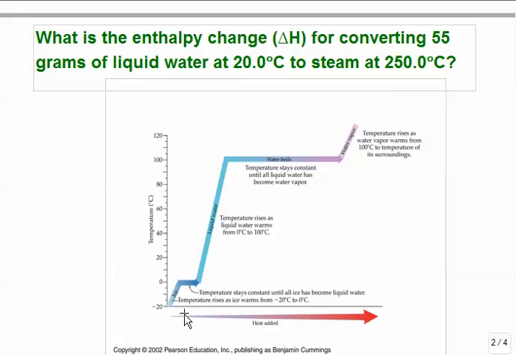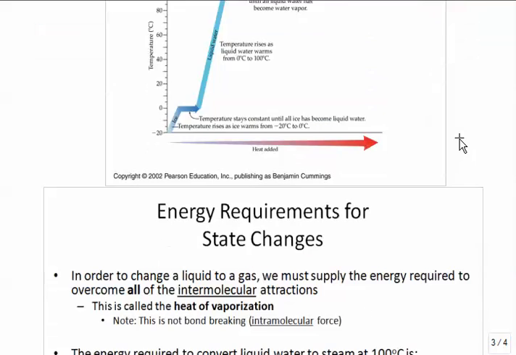If we're giving a sample of water a constant amount of energy, initially that liquid water will heat up until it reaches the boiling point of water. At that point, all additional energy will be used to vaporize that water, and the temperature will be held constant at 100 degrees Celsius until we've boiled away all of our liquid water and it has become a gas, and now that steam can be heated. So in addressing a question like this, we're going to break down our process into a number of different steps.